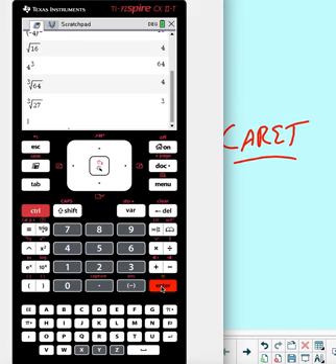So that's just a quick video of how to do exponents, how to do roots. And I hope you enjoy it, and good luck.